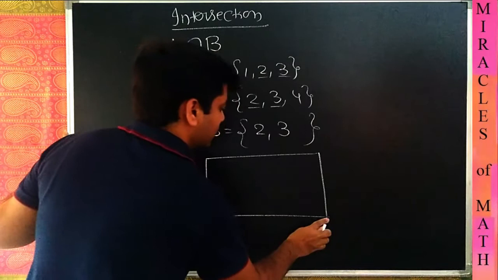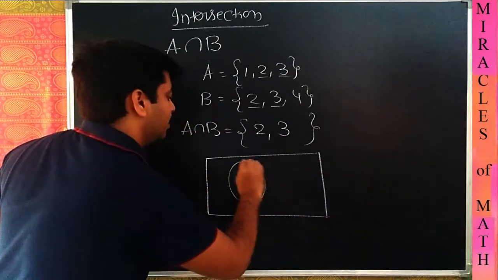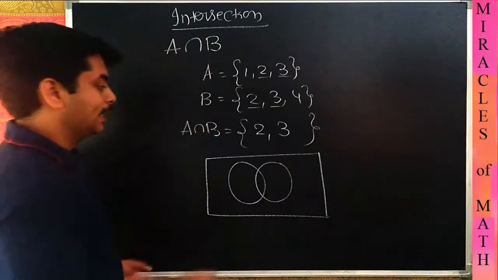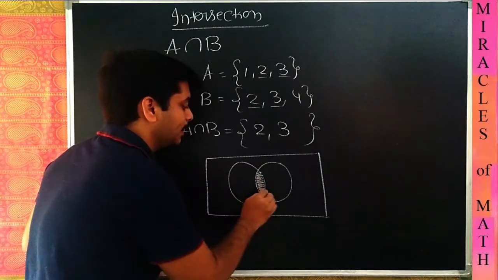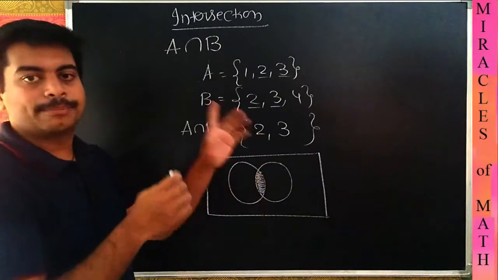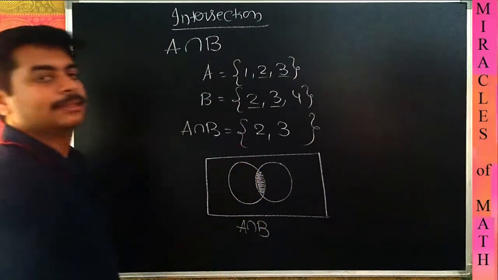In Venn diagrams, you have two sets and we need only the intersection part. So only this intersection part should be shaded. The common region between A and B will be this intersection part. This is the Venn diagram for A intersection B.